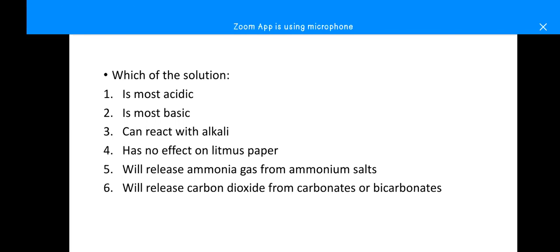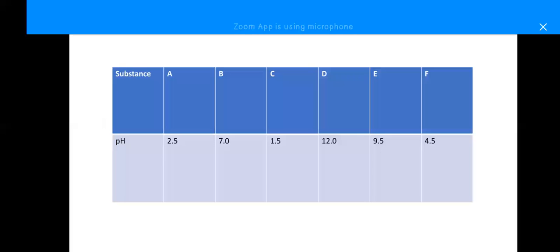Then number 5, which solution will release ammonia gas from ammonium salt? Who is answering? Nobody. It's because you missed the question word. You didn't look at the question word. Okay, so the answer is D and E because they are bases. A base reacting with ammonium salt will release ammonia gas.